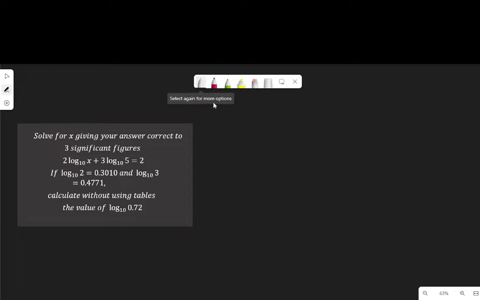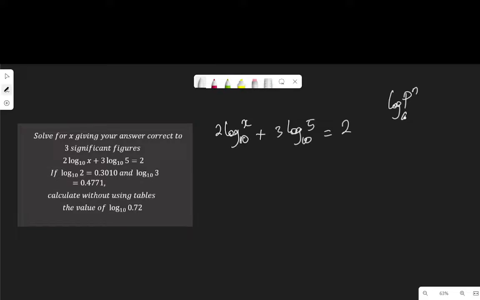And number 1 says 2 log x to base 10 plus 3 log 5 to base 10 equal to 2. To solve a question like this, we need to apply the laws of logarithm. And one of the laws I'm going to apply is the law that says log p to the power of n to base a is equal to n log p to base a.